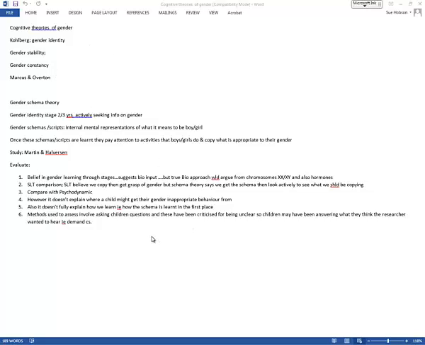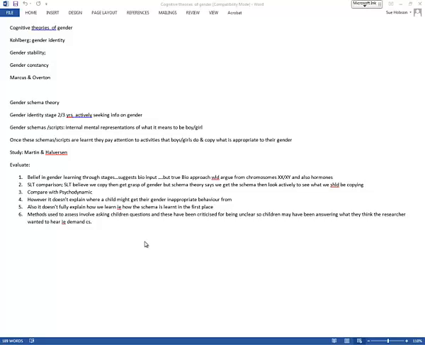Number 4, it doesn't explain where a child might get their gender inappropriate behaviour from. So there is a little bit of a problem with this. This is saying that we're looking at role models just like with SLT. Well, what about gender inappropriate behaviour? It doesn't really explain fully how we learn. So how do we get that schema? It's saying that we get the schema. It's saying perhaps it would get gender identity, but not really fully explaining that.